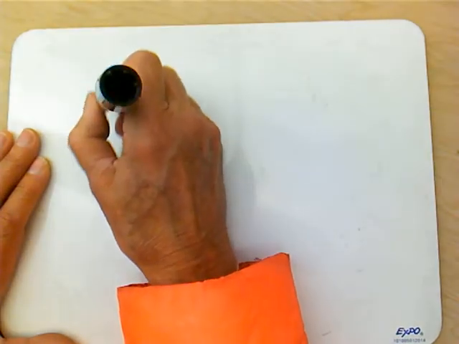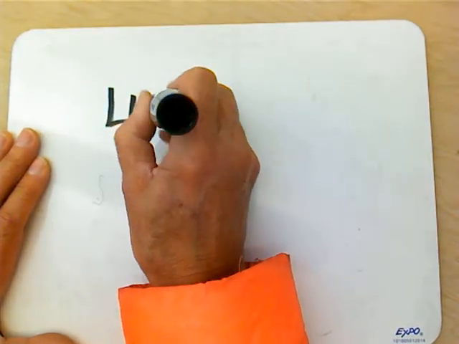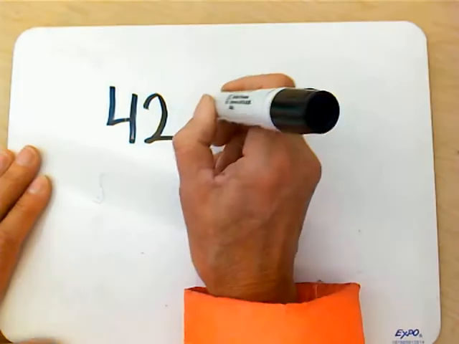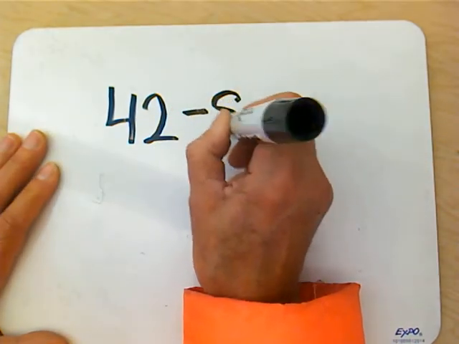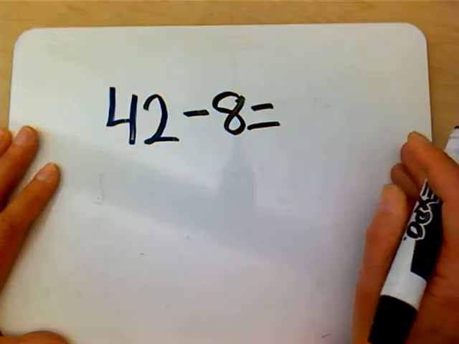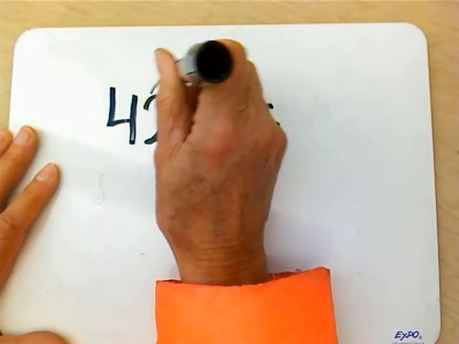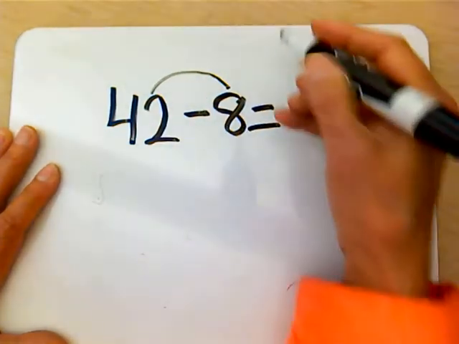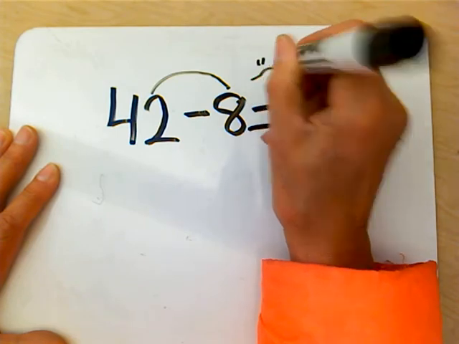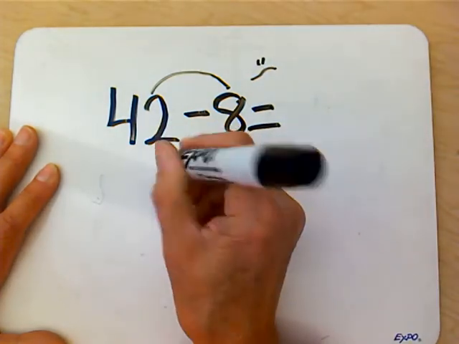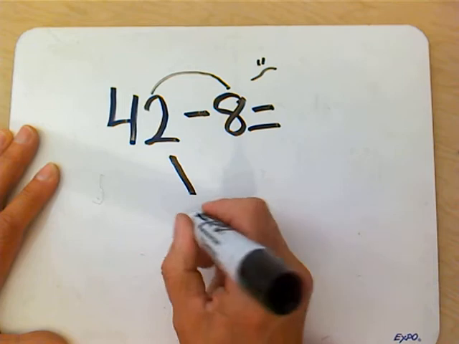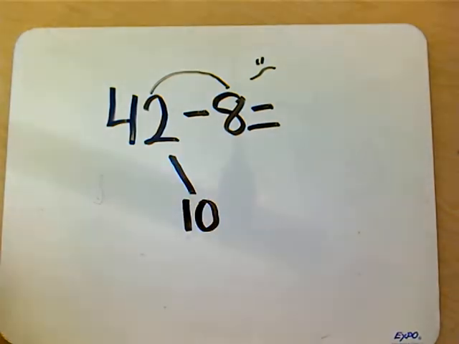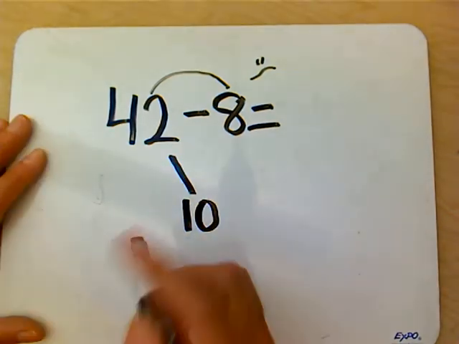We are going to now start with numbers that are not multiples of 10. So 42 take away 8 is where we are going. I'm looking at my ones and my ones. Can I take 8 away from 2? Unfortunately, I can't take 8 away from 2, so I'm going to need to break out a group of 10 so that it's an easy subtraction problem for me.